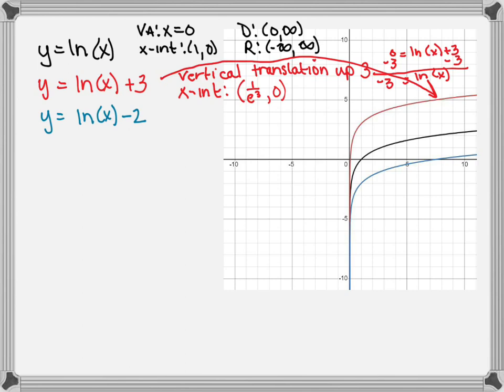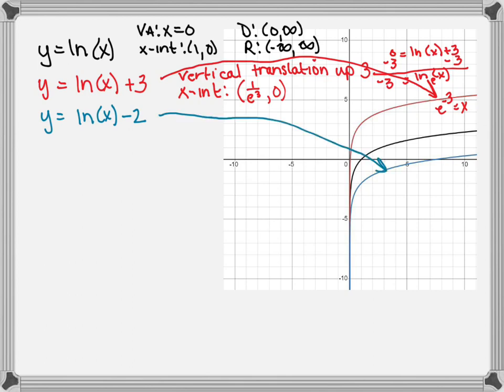And then I will convert this to exponential form. Remember, natural log has a base of e, so e to the negative third power is x, and e to the negative third power is the same thing as 1 over e cubed, which is where my x-intercept came from.